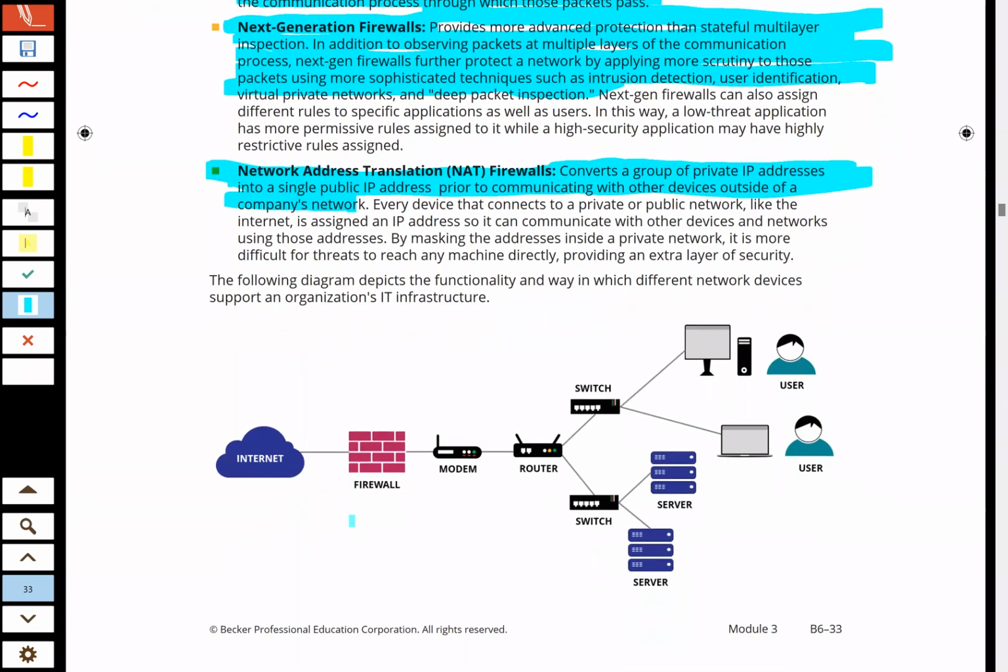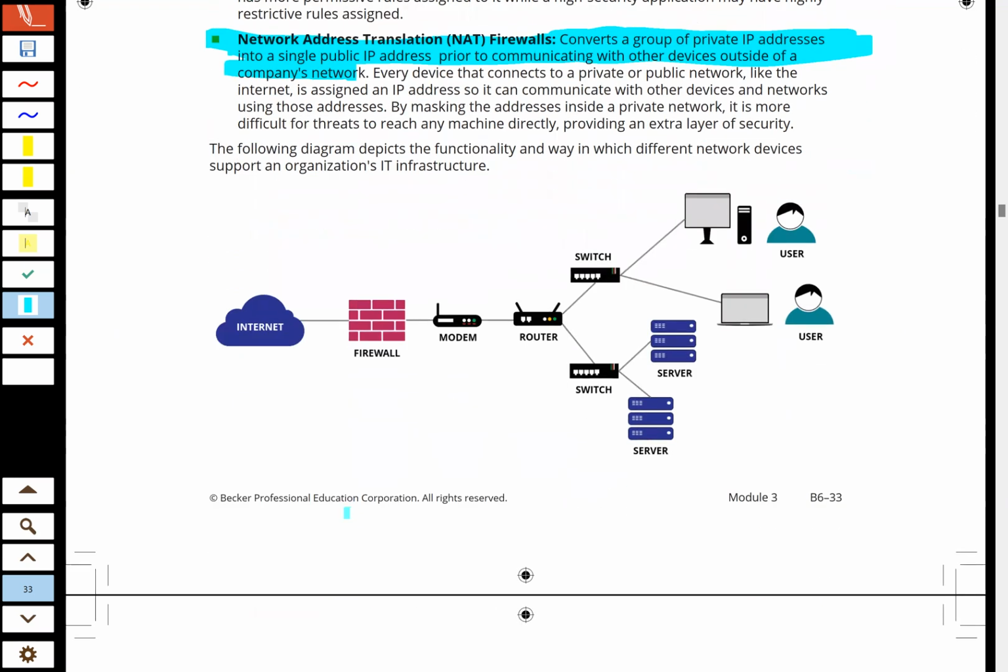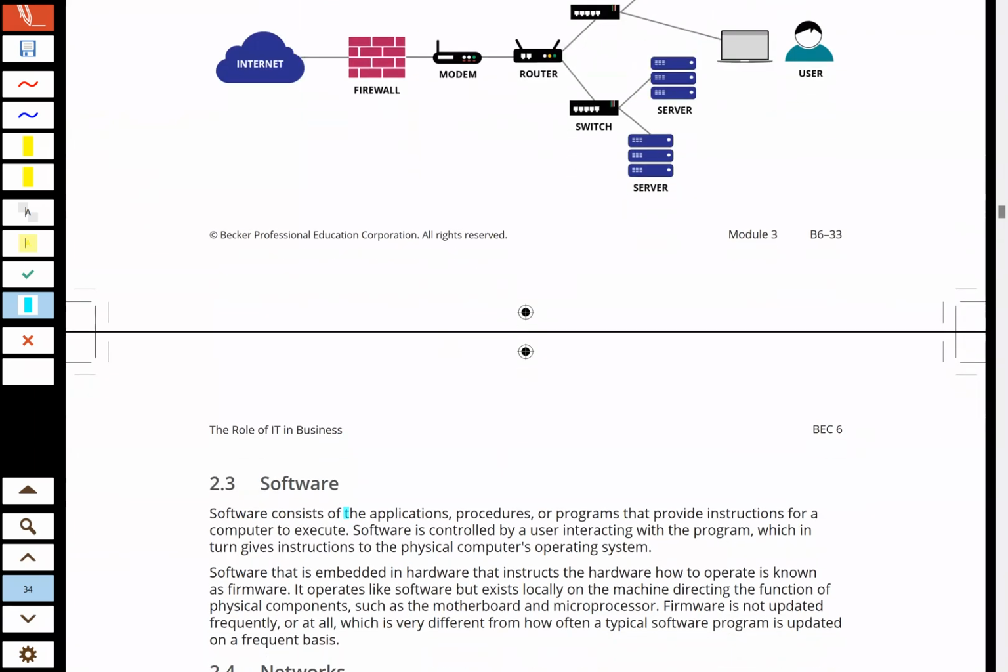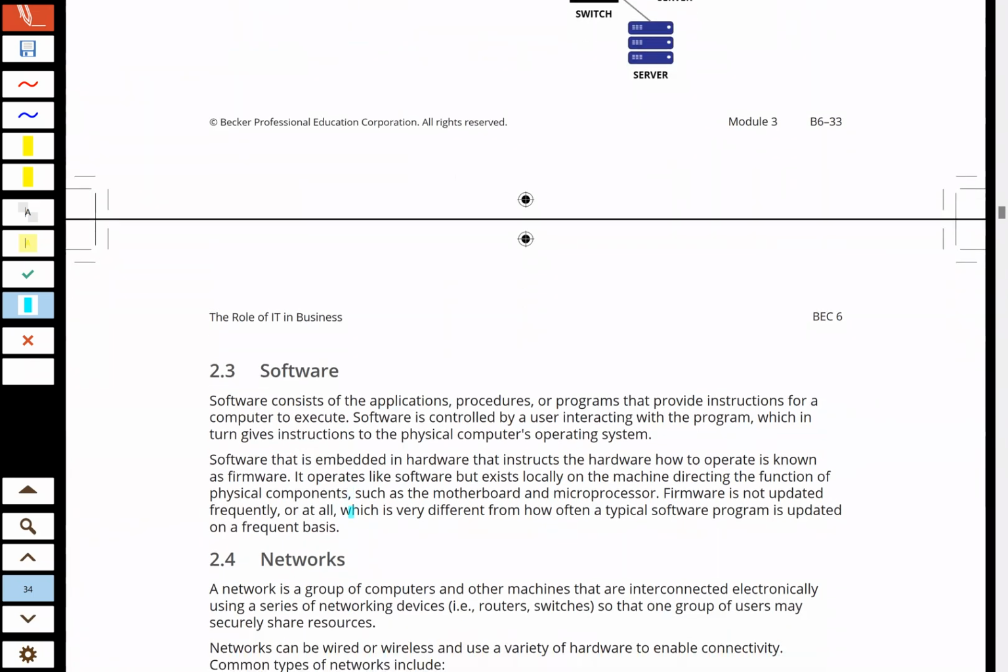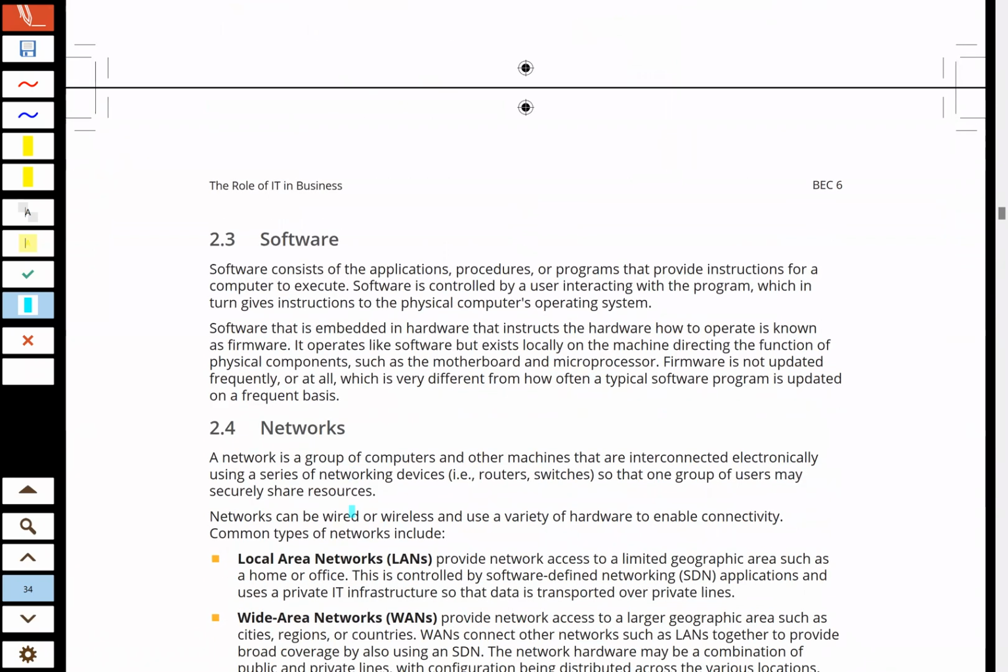And then they give us a graphic here that shows the different pieces of the IT infrastructure. Okay, good. Coming down now and taking a look at some of our software applications. I think you know what software is, okay? And then we'll talk about different types of networks here.